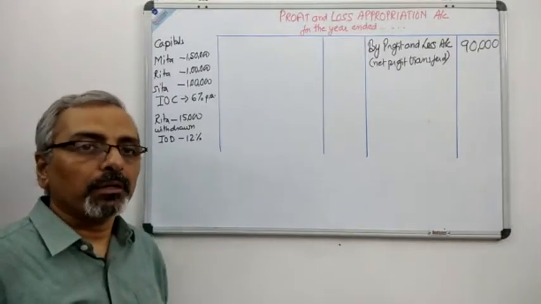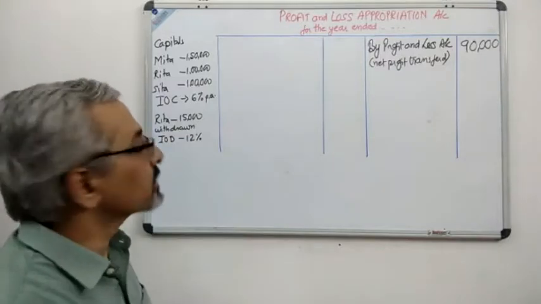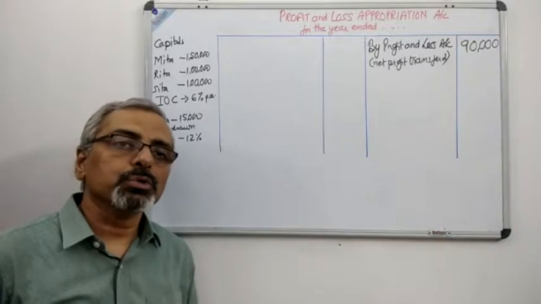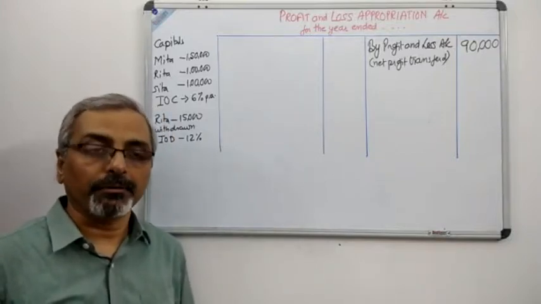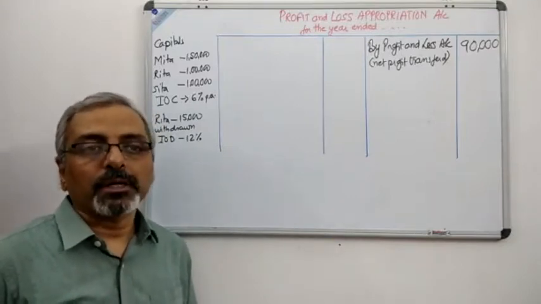So step number one is the calculation of interest on capital, and here the interest on capital is given as 6%. It can be done mentally, or you can also do the calculation, that is 1,50,000 into 6 by 100, or you can do it mentally also. That will come to 9,000.